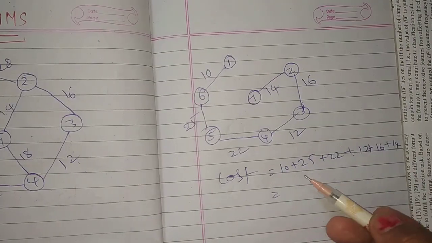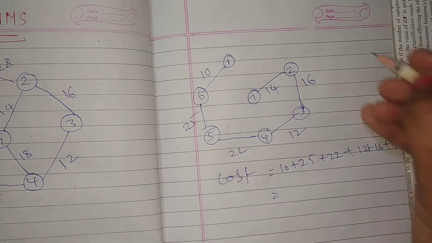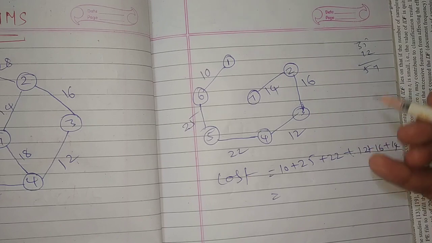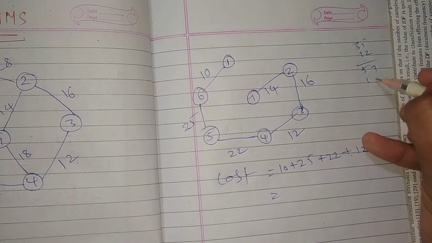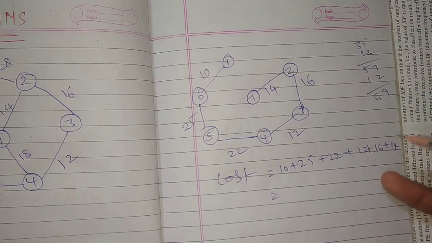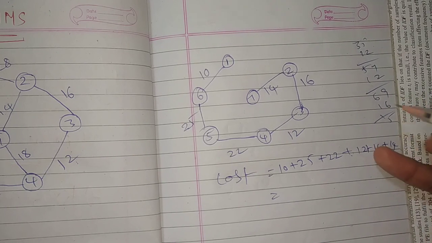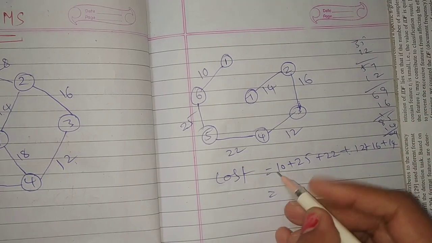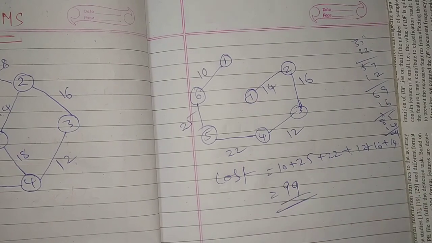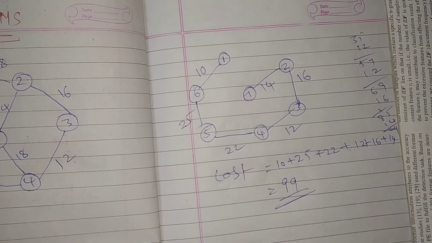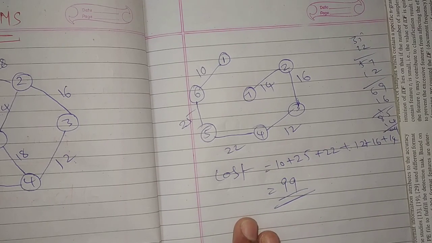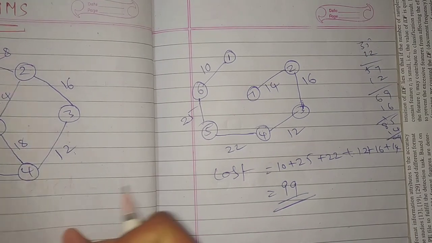Now count it. 25 plus 10 is 35, 35 plus 22 is 57, 57 plus 12 is 69, again 16 is 85, 85 plus 14, so 99. So the total cost is 99. This is the minimum cost spanning tree.